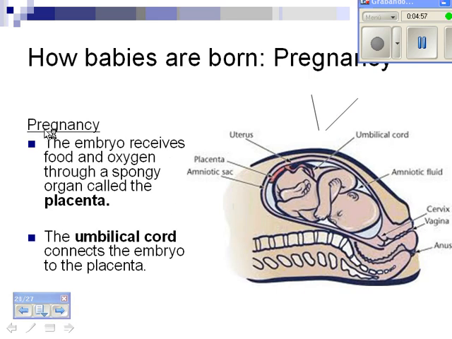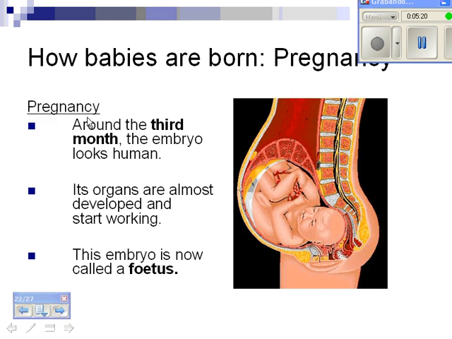The embryo receives food and oxygen through a spongy organ called the placenta, which is here. The umbilical cord connects the embryo to the placenta, so the baby is able to eat and breathe. Pregnancy. Around the 3rd month, the embryo looks human. Its organs are almost developed and start working. The embryo is now called a fetus. So at 3 months, you can call the embryo a fetus.